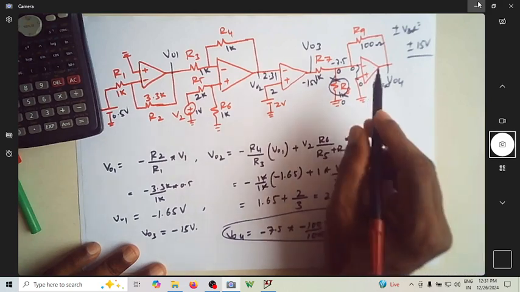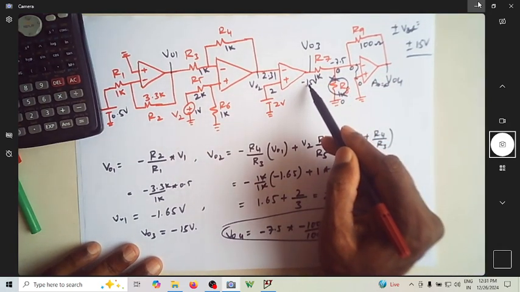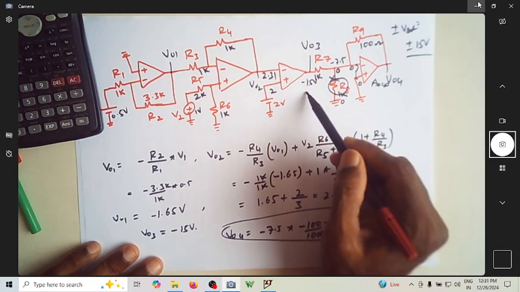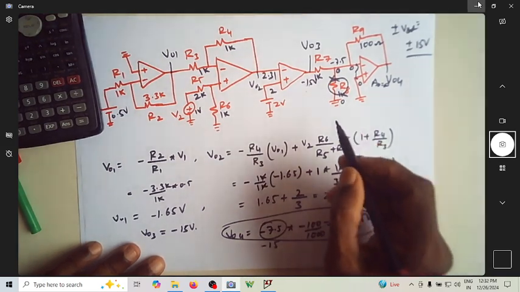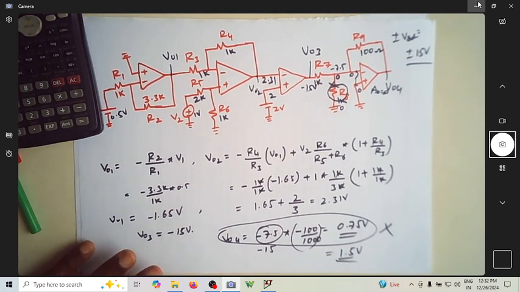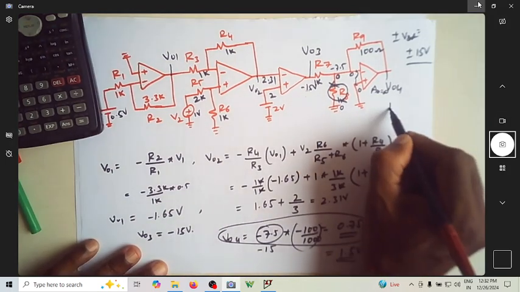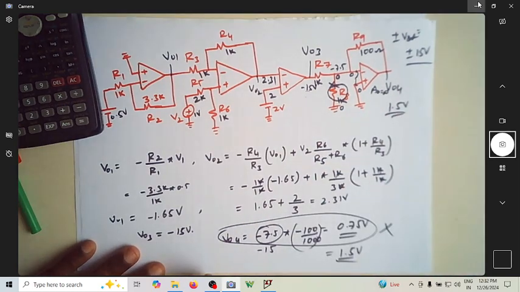redundant resistor. So when this becomes redundant and this is minus 15 volt, minus 15 is your input voltage. Now it is no more minus 7.5, it is minus 15 into the gain, which is minus Rf by R1. So you will end up with 1.5 volt. So the correct answer over here is 1.5 volt at V04.